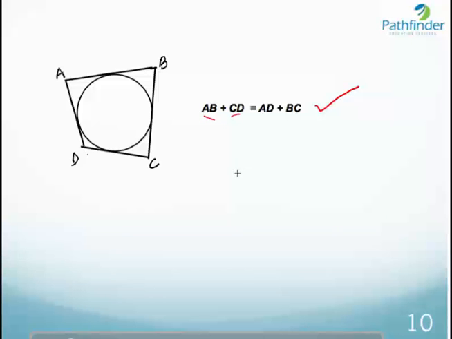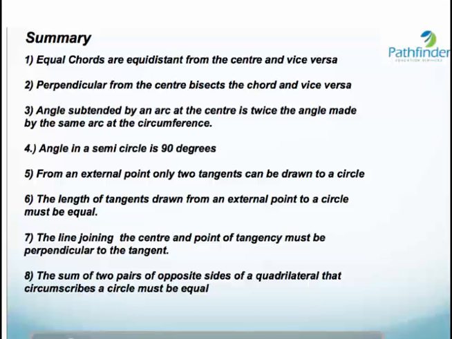So now let us summarize all the properties that we have covered so far in this particular session. So here is a quick summary. Equal chords are equidistant from the center and vice versa. Perpendicular from center bisects the chord and vice versa. Angle subtended by an arc at the center is twice the angle made by the same arc at the circumference. Angle in a semicircle is 90 degrees.